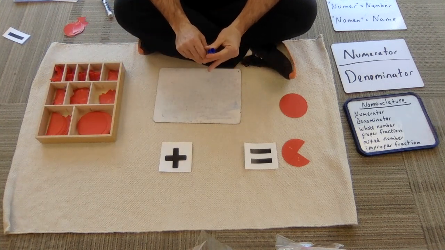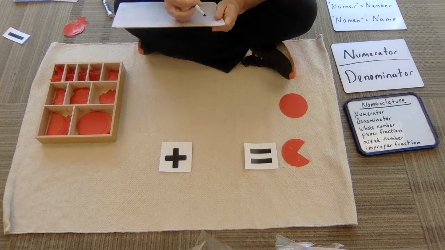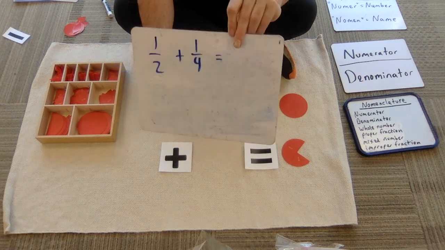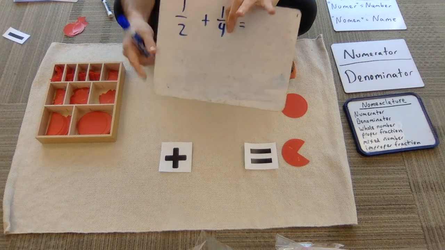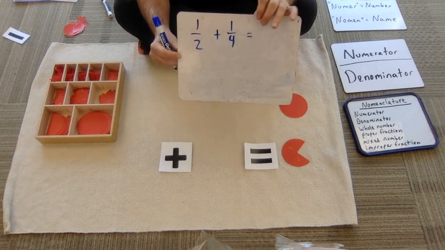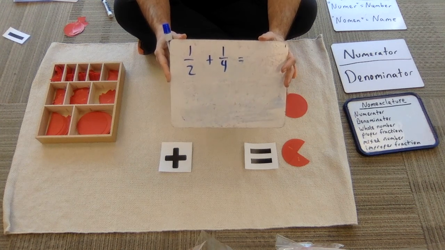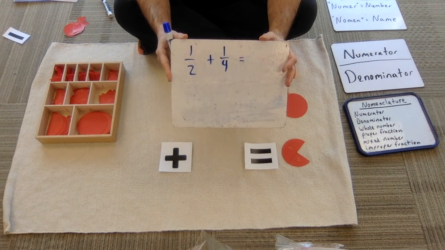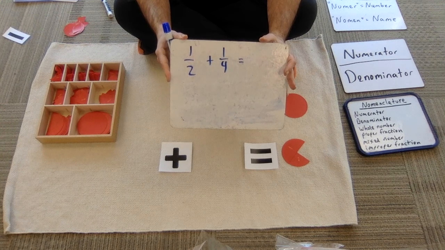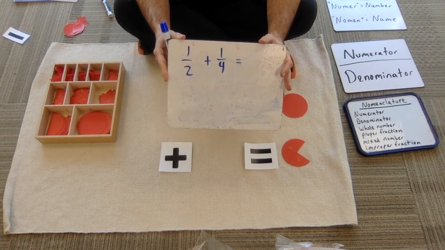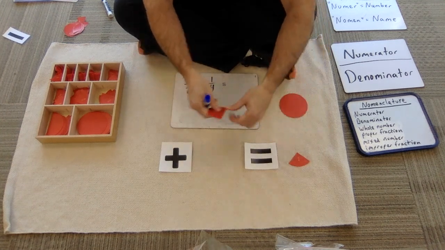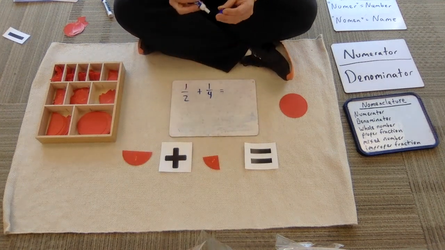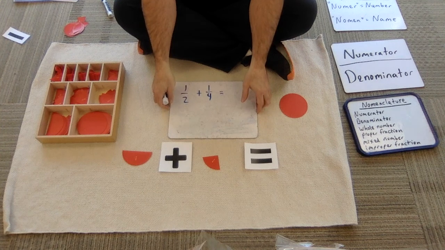So what we're going to have to do is get a common denominator. So 1/2 plus 1/4 equals, there's my problem. The issue is that 4 is different than 2. So what can I do to find a common denominator? Well, I have to find the smallest number that both 2 and 4 go into. And the smallest number that both 2 and 4 go into is in fact 4. So if we go back here, this half piece, we realize that we can break this down into smaller parts, because guess what? 2 goes into 4.